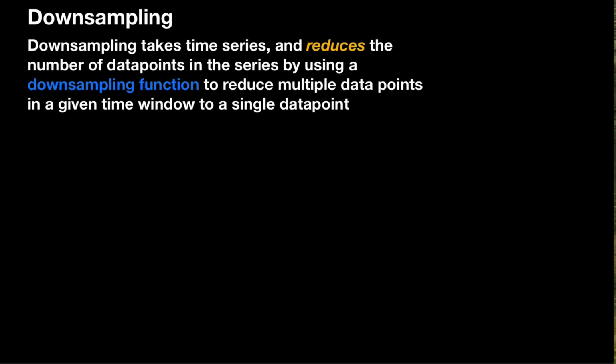The final manipulation of time series data that OpenTSDB does that I'm going to talk about is called downsampling. Downsampling takes a time series and reduces the number of data points in the series by using a downsampling function to reduce multiple data points in a given time window to a single data point.